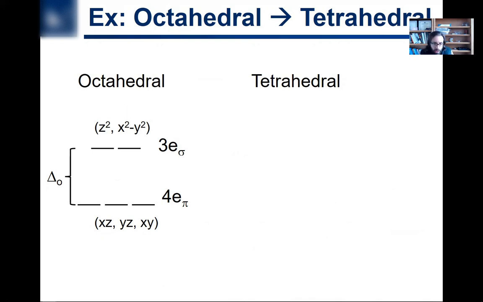Which we know is relevant for a lot of different processes, including absorbing light, which gives rise to the colors of transition metal complexes, right? The d-d splitting. So delta O is going to be just 3e sigma minus 4e pi.